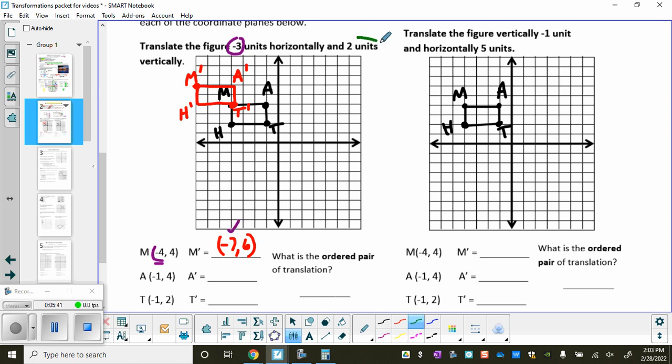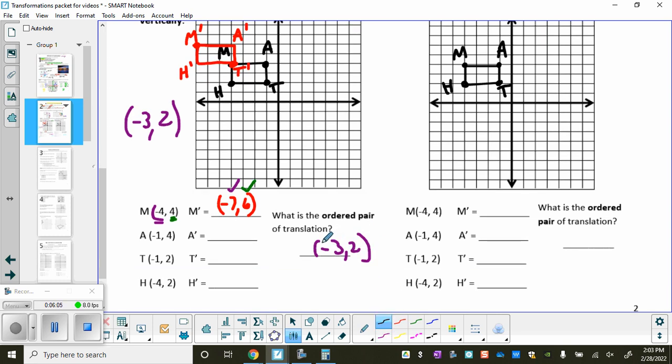And then if it moves up vertically 2, what's 4 plus 2? 6. So you could use the ordered pair of the translation, which, we went back 3 up 2. So you can use the ordered pair of the translation to know what to add or subtract to the X and the Y coordinates, I mean.